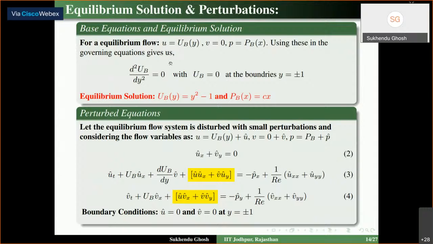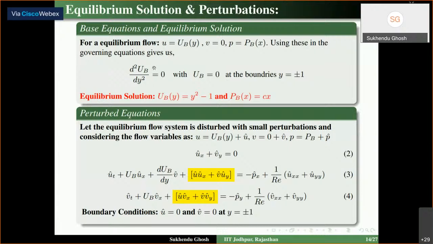Once you take the limiting variables for the equilibrium solution, you get a very simple homogeneous equation with two boundary conditions, and therefore the solution for the equilibrium state capital UB is nothing but y square minus 1, since I have taken the boundaries at plus minus 1. Similarly, for the other variable PB, that means the pressure at the equilibrium state, it can be found as Cx. The same process can be applied to find the solution for PB.